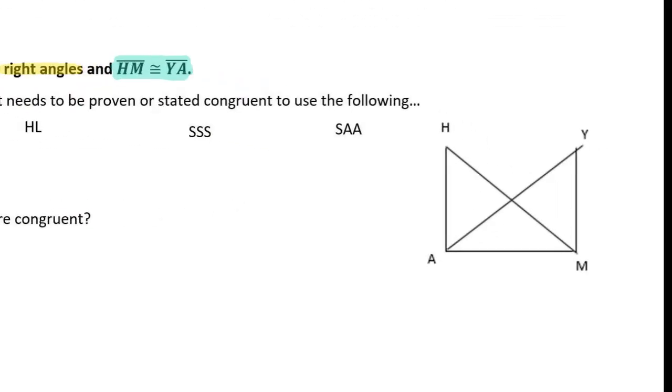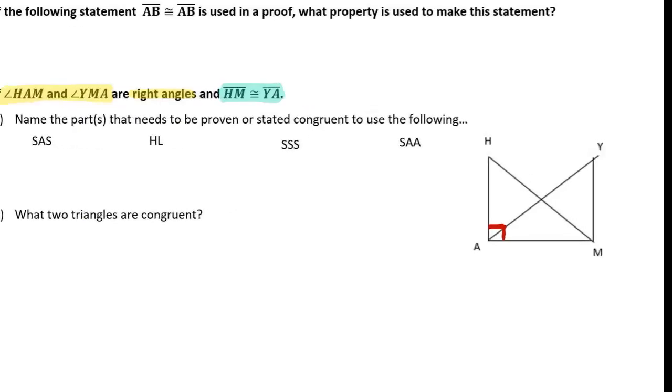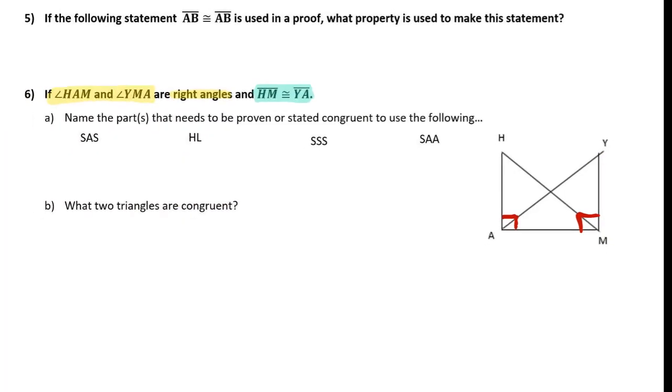So HAM is a right angle, and YMA is also a right angle. And HM is congruent to YA.